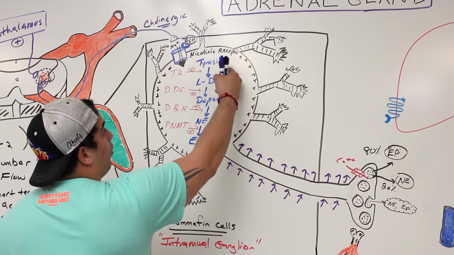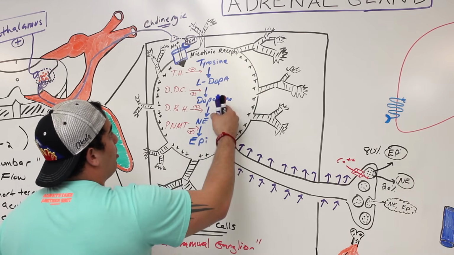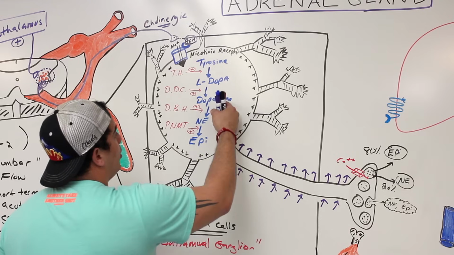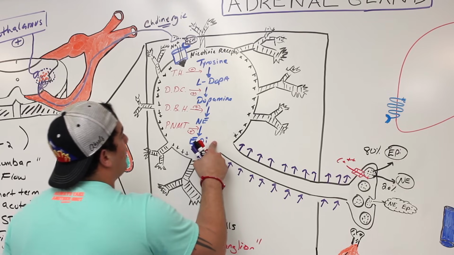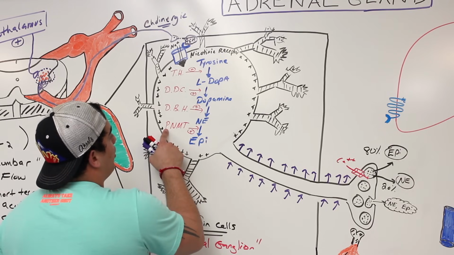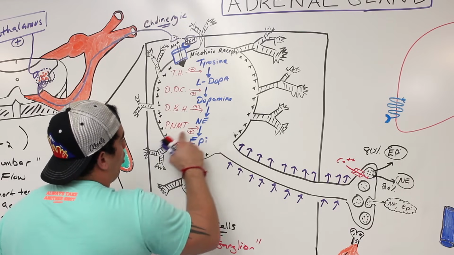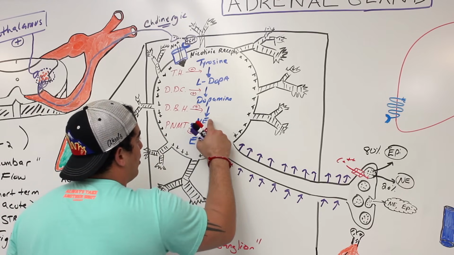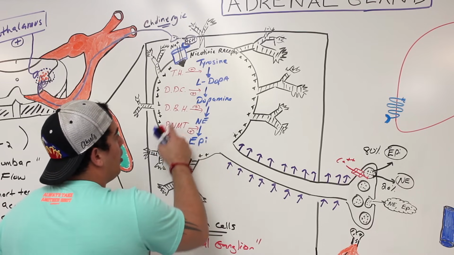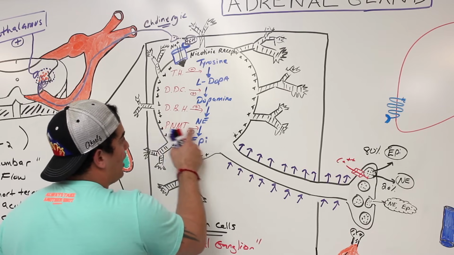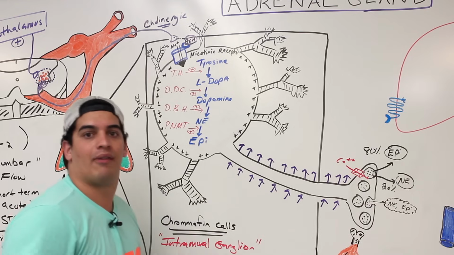And again, if you want to remember this, it's tyrosine to L-DOPA via the tyrosine hydroxylase, L-DOPA to dopamine via the DOPA decarboxylase, dopamine to norepinephrine via the dopamine beta hydroxylase, and then norepinephrine to epinephrine via the phenylethanolamine-N-methyltransferase. Out of most of these enzymes, this is probably the more important one because it's helping to convert norepinephrine to epinephrine. So in these cells here, more of this enzyme is expressed so that you can have more epinephrine, about 80% versus 20% norepinephrine.